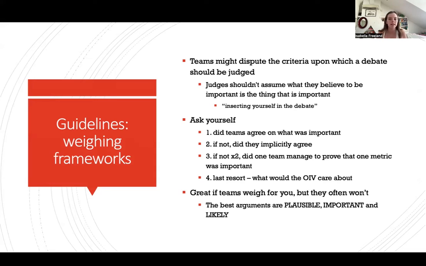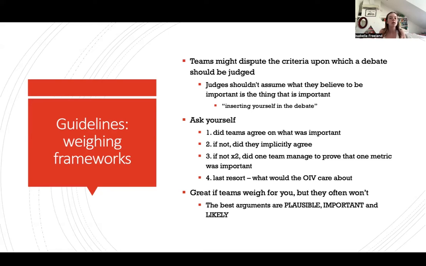The first thing to note is that teams might disagree on what the most important thing in the debate is. That means the judge shouldn't just enter the debate and say, I think X is more important, so that's what we're going to judge the debate on. For example, if the debate was about banning homeschooling, and it was about the social impact versus the educational impact, and you as a judge think education is way more important, that's not fair because the teams have disagreed about what's more important.